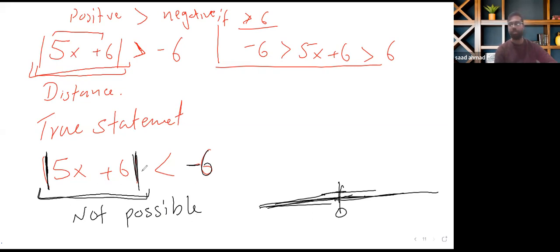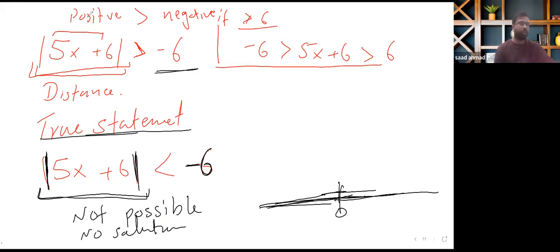So it's not possible. So if you see an inequality which says that it's less than a negative number, then not possible, no solution. And if you see it's greater than a negative number, then it's true for all the statements. It's a true statement. It's true for all the values of x.